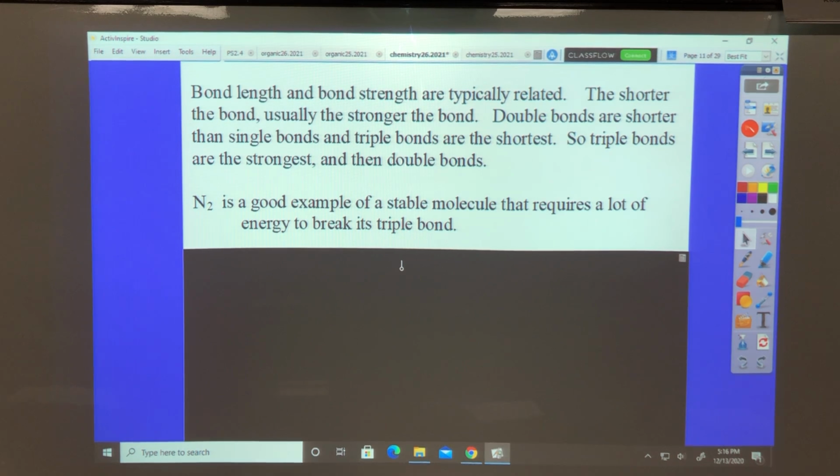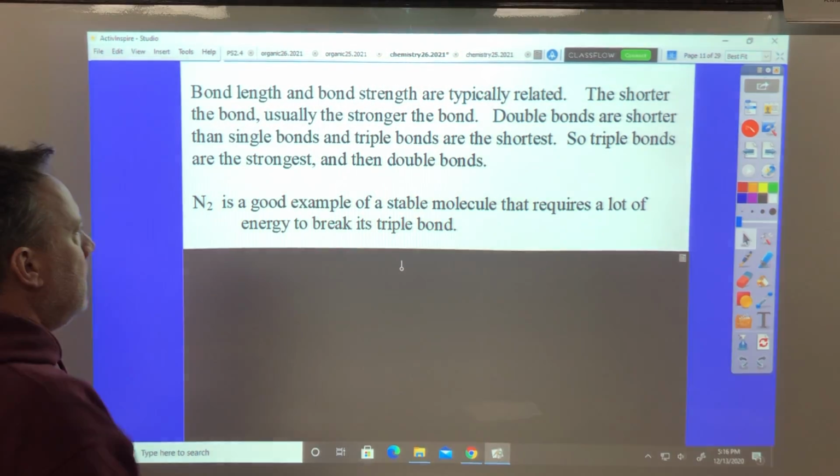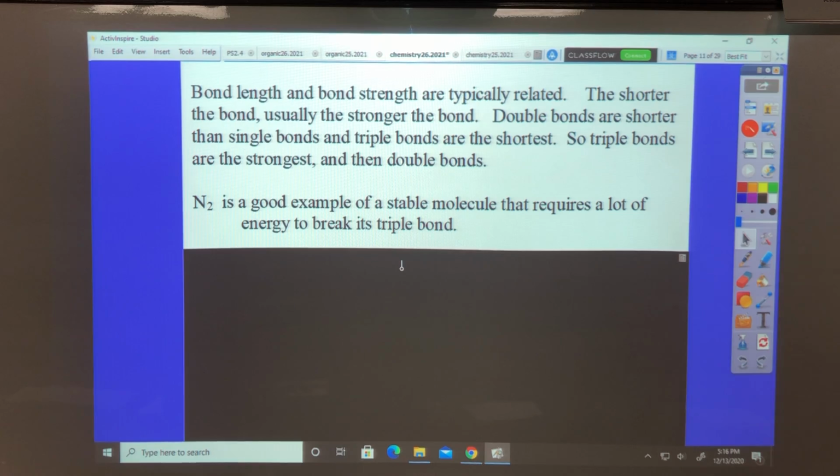N2 is a very good example of a stable molecule. It requires a lot of energy to break its triple bond. You know, nitrogen is very stable. It doesn't react with things.